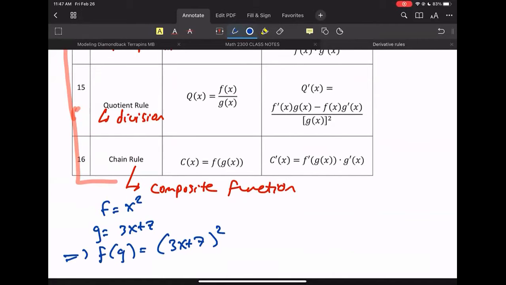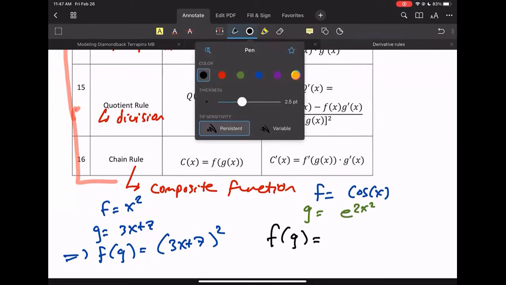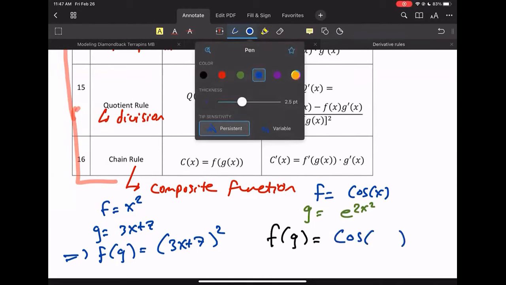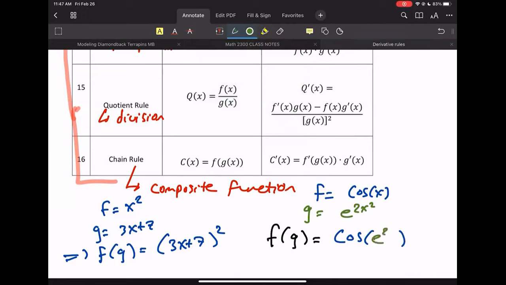Or something like, let's say we had, maybe let me color code this one. Let's say we had f was cosine of x, and maybe g was e to the 2x squared. If we did f of g, that's me writing down the f function and putting the g thing inside of it.